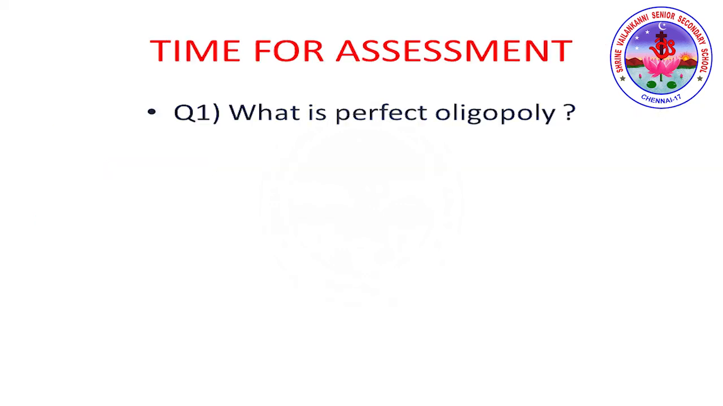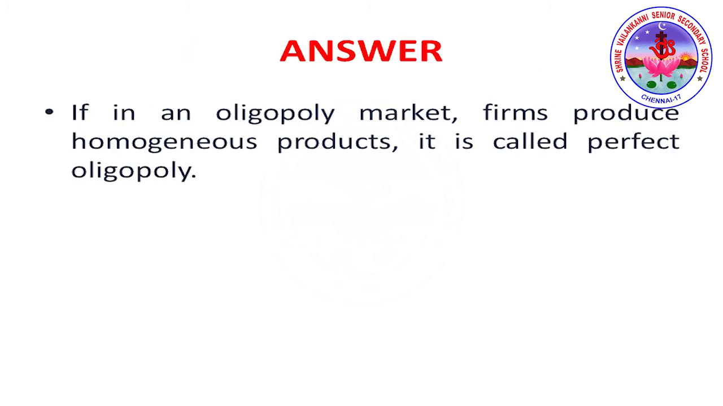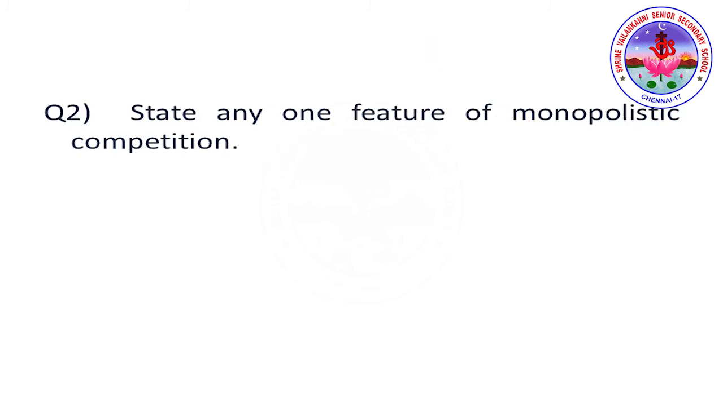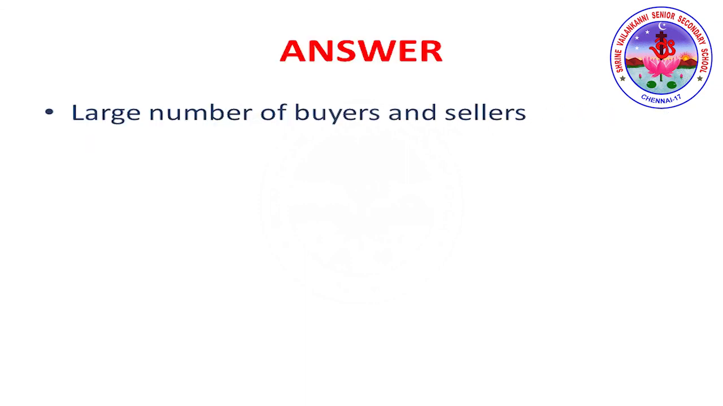Now, it's time for assessment. The first question: what is perfect oligopoly? Let me pause for you to think and answer. Here is the answer. If in an oligopoly market, firms produce homogeneous products, it is called perfect oligopoly. Second question: state any one feature of monopolistic competition. Let me pause for you to think and answer. Here is the answer: large number of buyers and sellers.